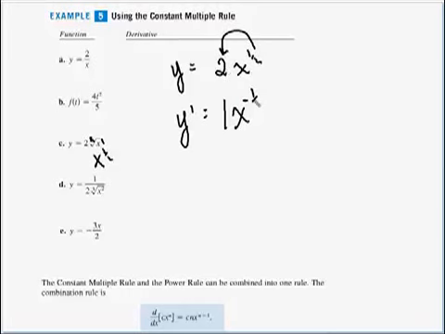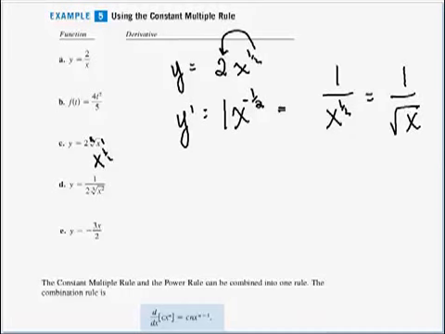Oops, that's an ugly 2. So 1x to the negative half power, and let's get rid of that negative exponent. 1 over x to the half power. Or if you like the radical form, 1 over the square root of x.